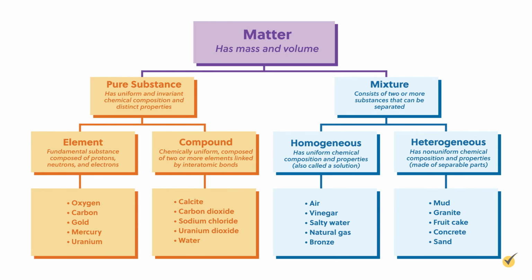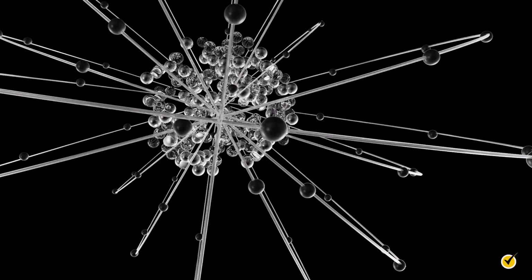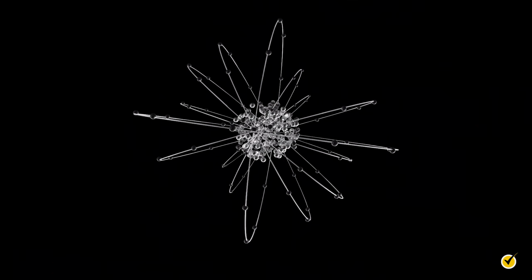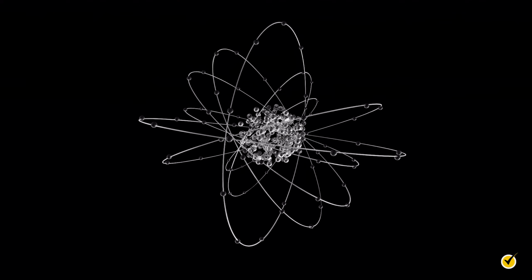This diagram shows the categories of matter and gives examples for each subdivision. Pure substances can be either elements like oxygen and uranium or compounds like carbon dioxide and calcite. Both of these contain only one kind of matter. Elements such as carbon, gold, and mercury are substances at the atomic level. As such, an atom is the smallest unit possible that has the same properties as any amount of the substance.